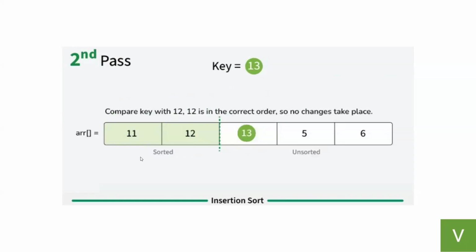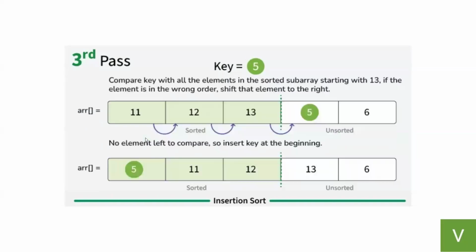Now in the second pass, we will consider 13 as the key value. This 13 is compared with the first two elements. If 13 is less, we will swap them. Now 13 is compared with 12. 13 is not less than 12. Now again 13 is compared with 11. 13 is not less than 11. So no need to swap. This is the second pass.